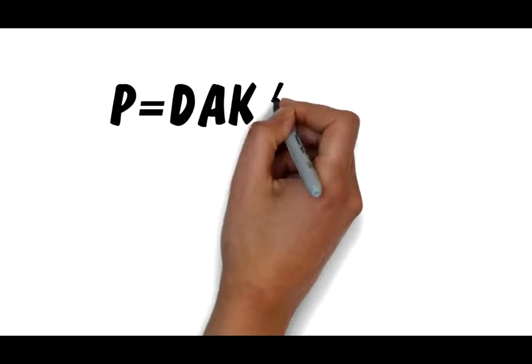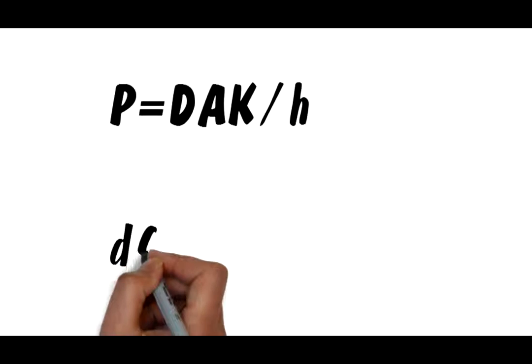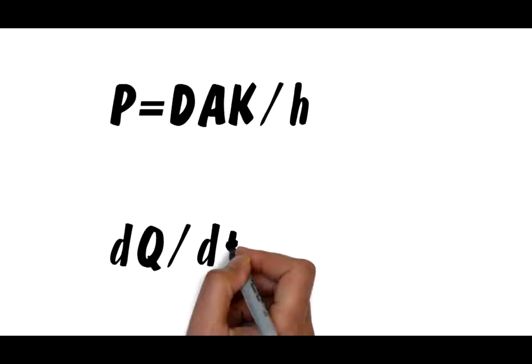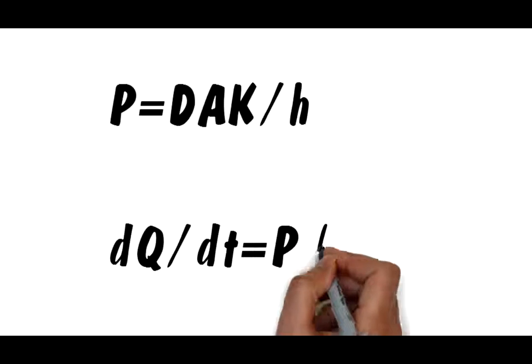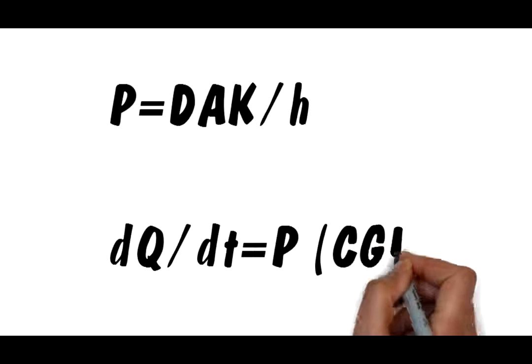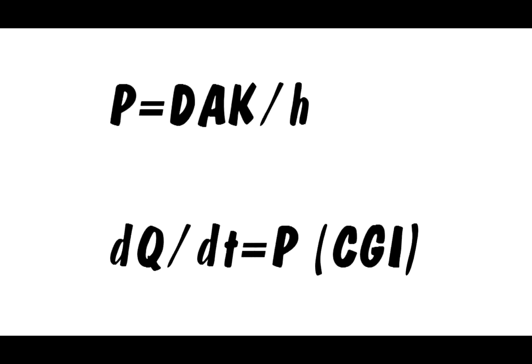Here D, A, K and h are all constant, so we can take all of these together as P, which is called the permeability constant. And we can also write this equation in another way: dQ/dt is equal to P into C_GI. Why is it called only C_GI? Because when compared to the plasma concentrations, the gastrointestinal drug concentrations are very high. That is why we have taken the plasma as negligible, and so the equation comes as dQ/dt is equal to P into C_GI.